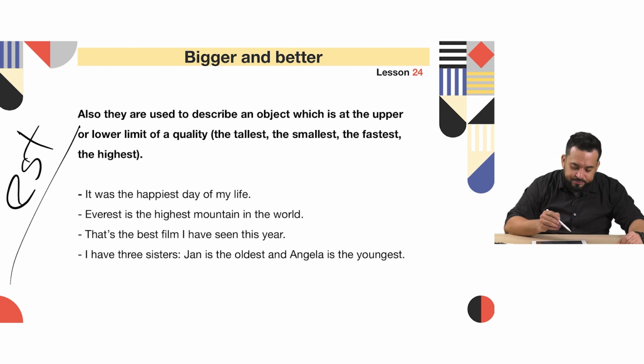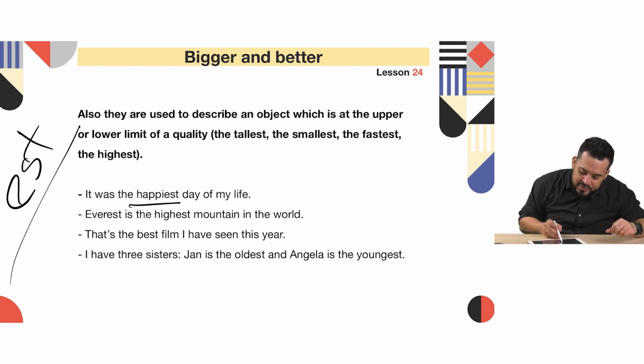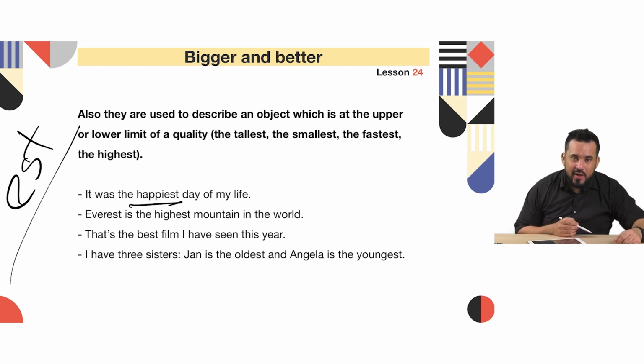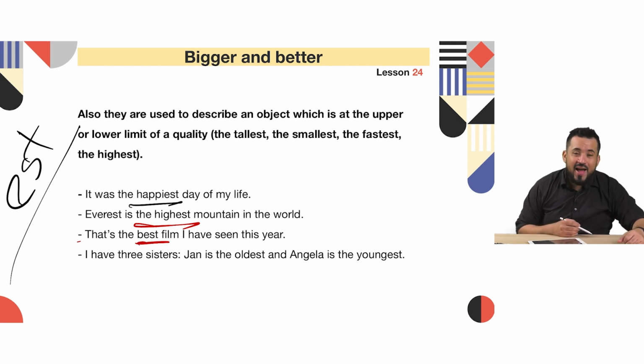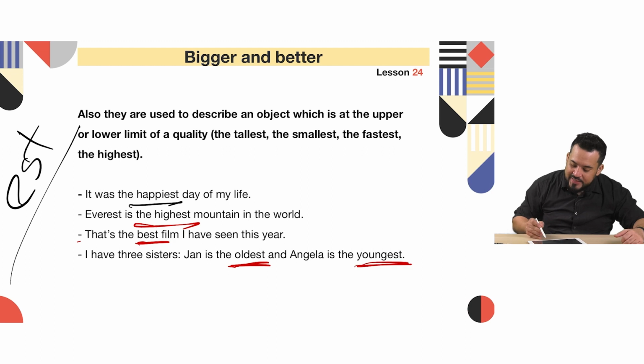All right, let's see. It was the happiest day of my life. Everest is the highest mountain in the world. I don't think it is. Google it. That's the best film I've seen this year. I have three sisters. Jan is the oldest. Angela is the youngest.